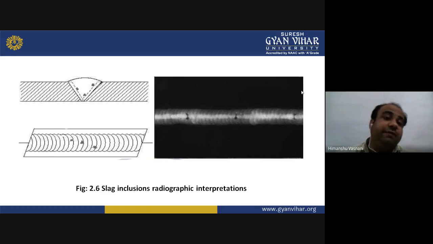The discontinuity can weaken the strength of the weld. So through radiography you can detect these kinds of slag inclusions, and avoid such slag inclusion if possible.